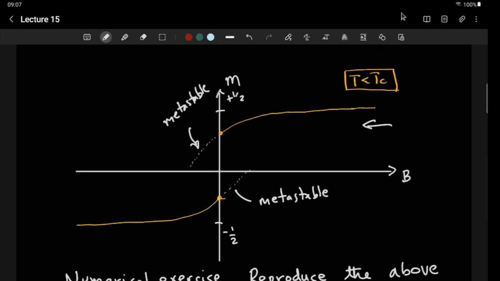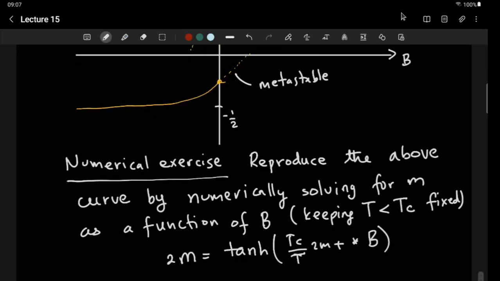You won't solve a continuum set of points, but you can solve some discrete ones and plot them. Please do that. It's just a nice numerical exercise which you can do.